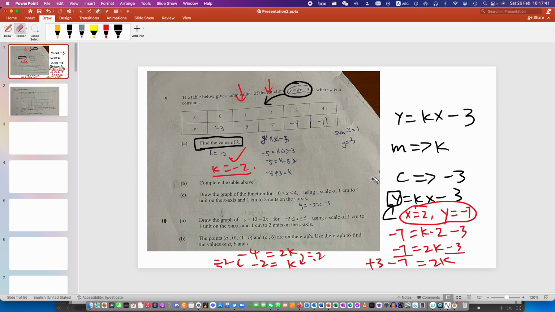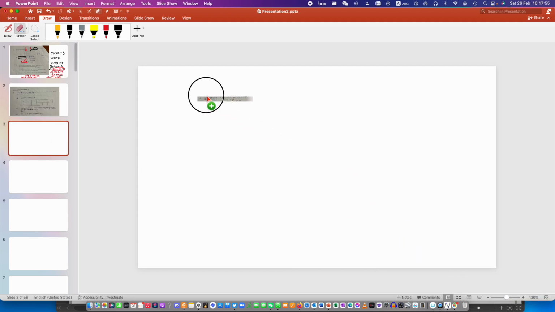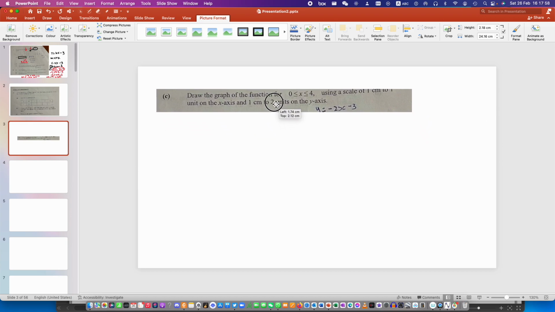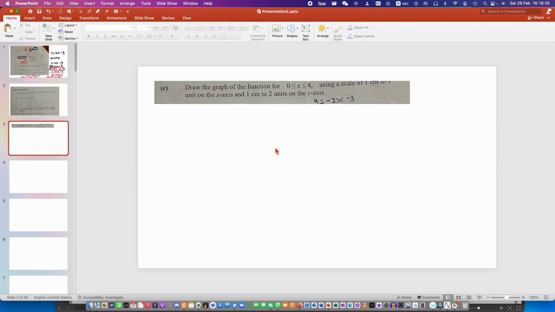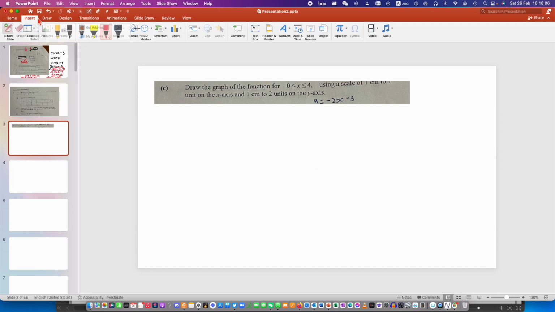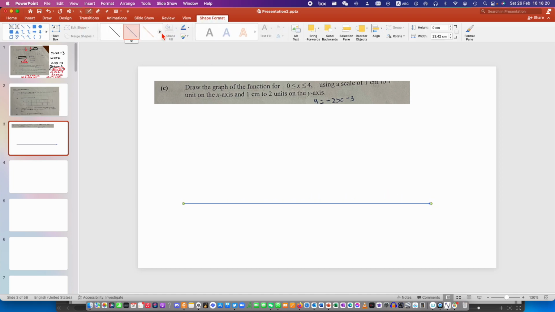Okay? Now, draw the graph. So how do you draw the graph? You look at this one. Focus on this. They say draw the graph according to this scale. So this is 1 cm, 1 unit for the x-axis. Your x-axis is your horizontal axis. Are you clear? Yeah. So let me make it bigger.